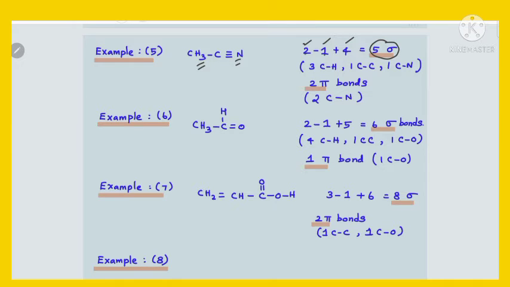Okay. Then pi bonds. Look at C triple bond N. There is a triple bond, isn't it? In the triple bond, one is a sigma bond, the other two are pi bonds. So there are 2 pi bonds in this molecule. So the sigma bond number is 5, and the pi bond number is 2 in methyl cyanide or acetonitrile. Okay. Right, now example number 6.